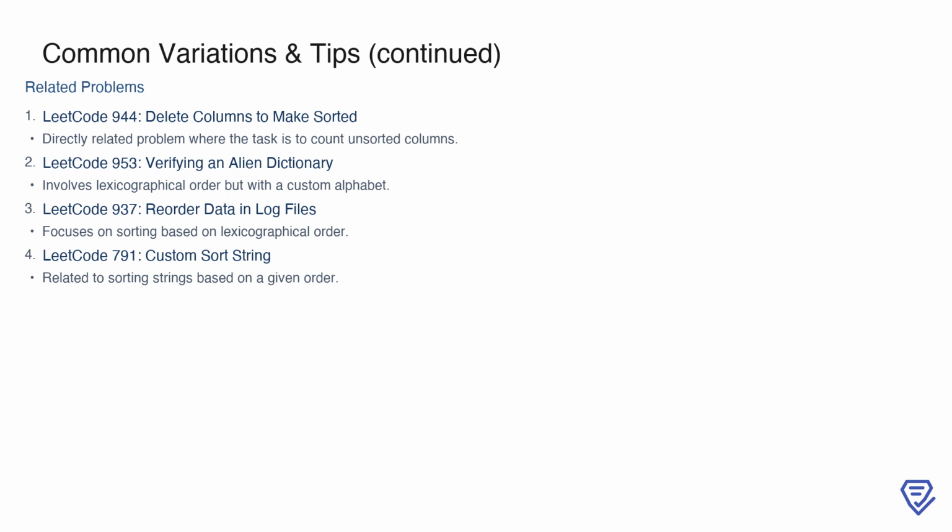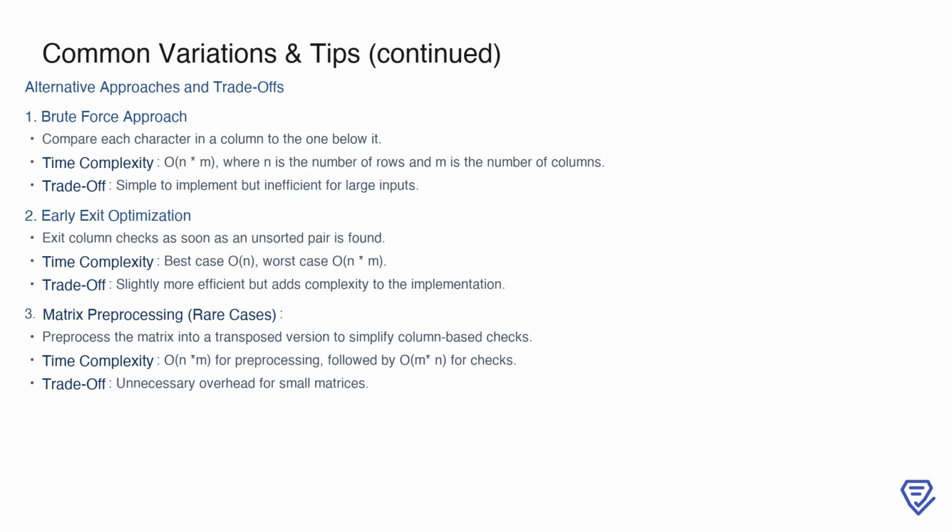Then there's LeetCode 937, where you reorder log files based on lexicographical sorting of their contents. While not directly about columns, it shares the concept of sorting based on specific rules. Finally, LeetCode 791 involves custom sorting of strings based on a given order. These problems all revolve around sorting and ordering, making them excellent practice for sharpening your understanding of lexicographical rules and array manipulation. Let's discuss alternative approaches and their trade-offs.